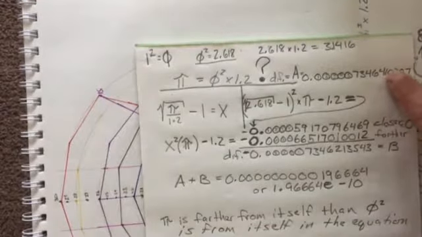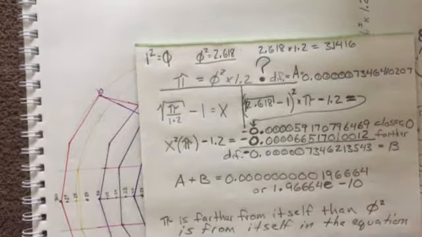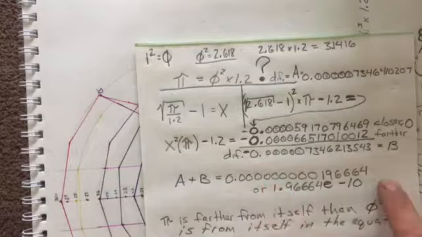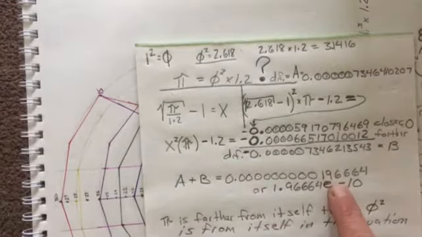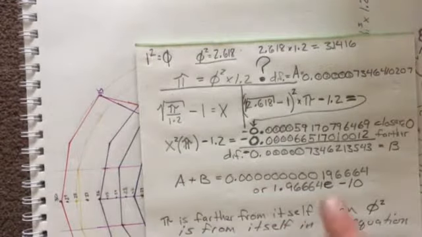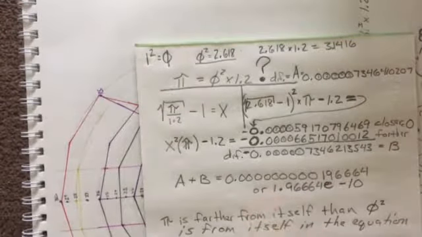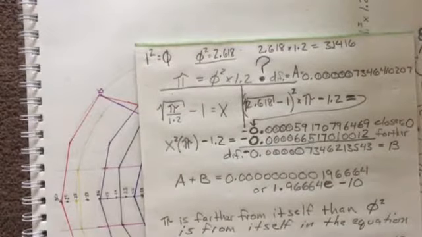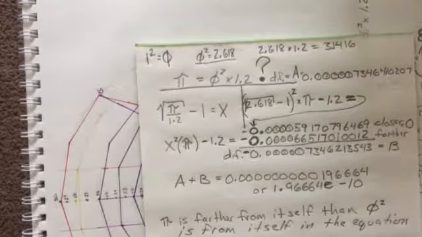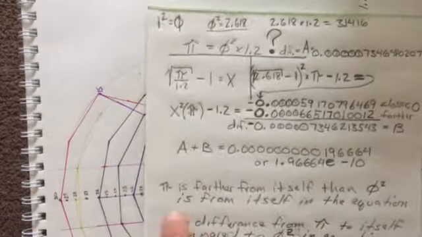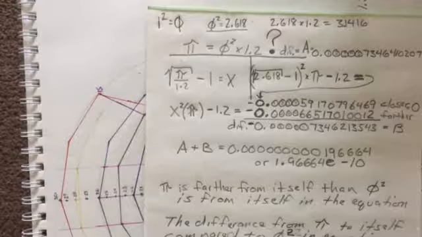So now when you take this, you notice that they're very close, down to almost a billionth. In essence, minus those, you get 9 zeros out to the 10th digit, 196664, or 1.96664 e to the negative 10th. So the deduction is pi is farther from itself than phi squared is from itself in the equation.